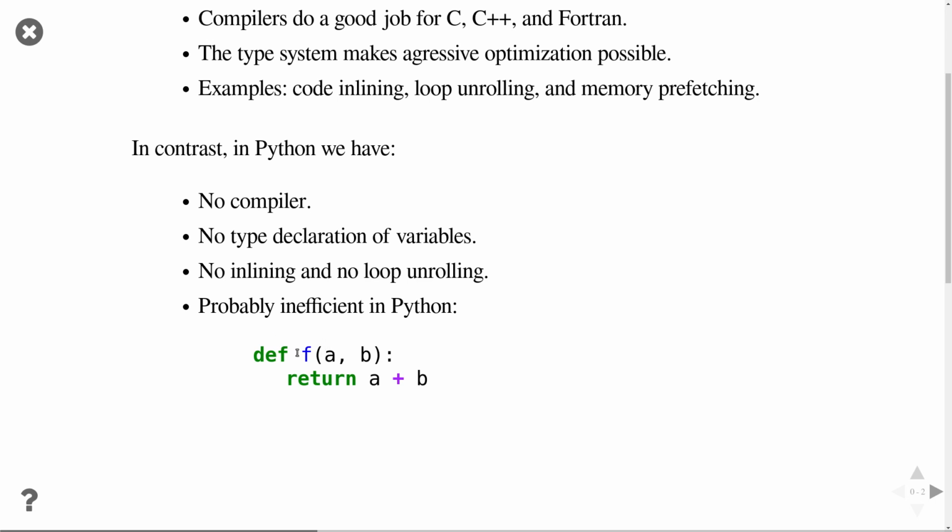when you call this function, the Python interpreter needs to see, okay, what types are my variables a and b? What does it mean to actually add these two objects, and so on and so forth? So there's a lot of checking going on before Python can actually execute the addition of these two variables here.